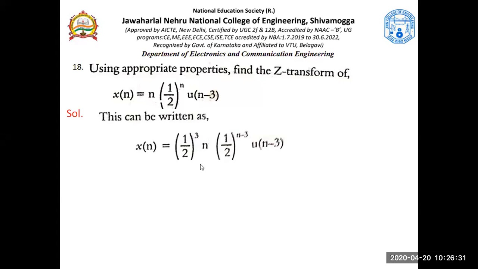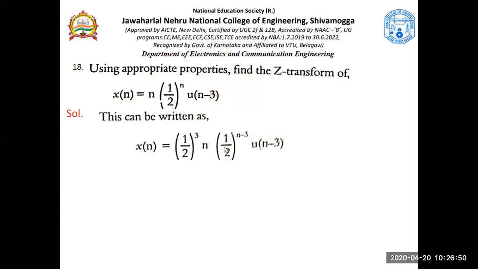(1/2)^3 into (1/2)^-3 is 1. So it becomes (1/2)^0, which is 1. So what we are doing is multiplying this signal by 1. What is that 1? 1 is (1/2)^3 into (1/2)^-3.